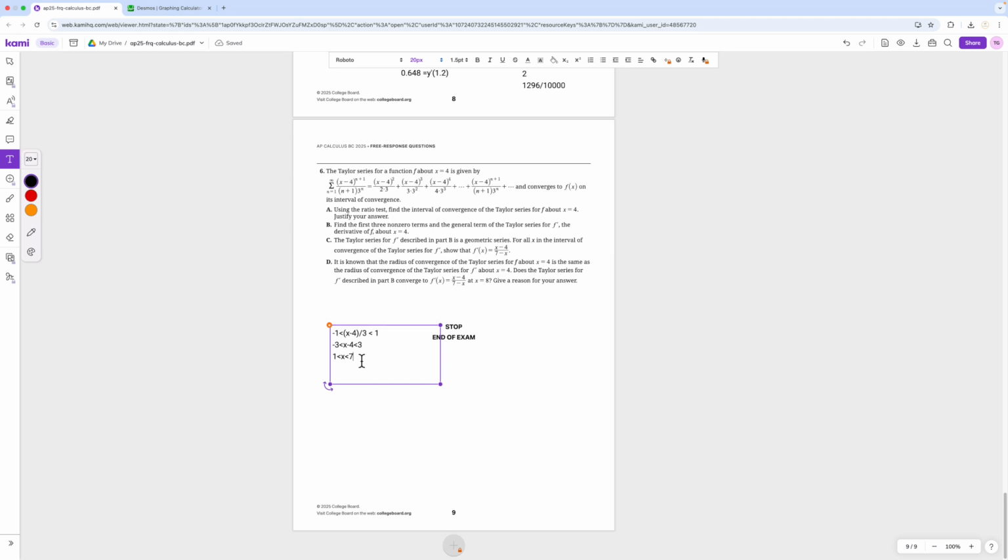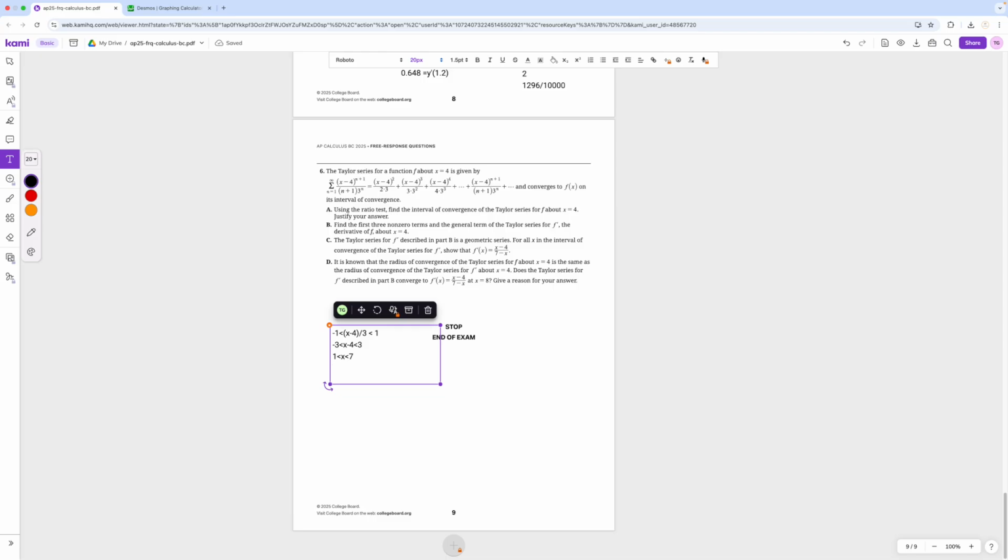But is this the final answer? No, because we have to check if it includes 7 or 1. So let's see. If I plug in 7, I'm effectively getting 3 to the n divided by 3 to the n. And that doesn't work out well, because then I'm just going to be adding 1 the entire time. So that's why 7 can't work as a value.